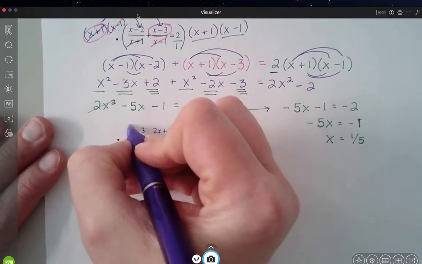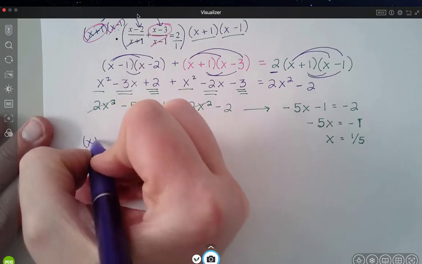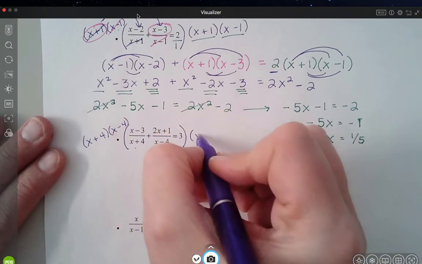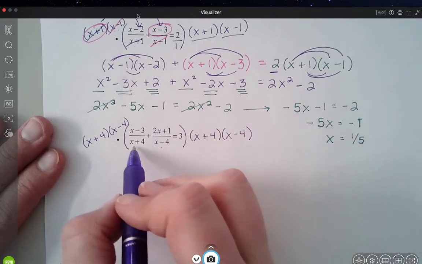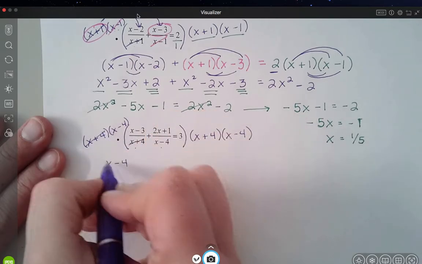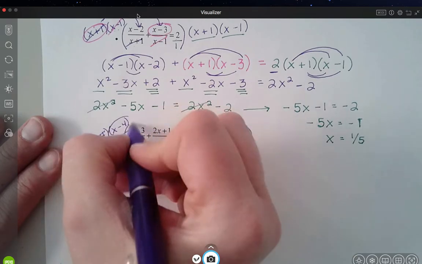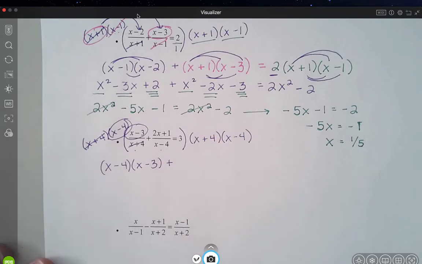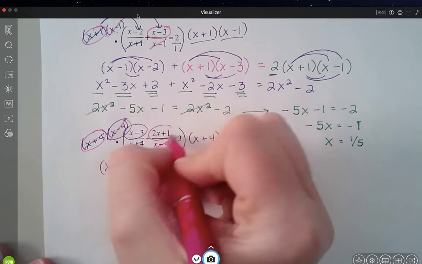So what I'm going to do is multiply the entire equation by both denominators. So I'm going to multiply by x plus 4 and x minus 4. That's going to do this. The x plus 4 cancel, and so I have x minus 4 times x minus 3 left over. That's here and here is where that's coming from. Plus, okay, now my x minus 4s are going to cancel, and I'm left with x plus 4 and 2x plus 1.